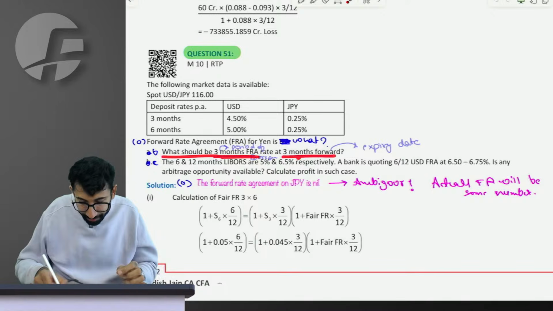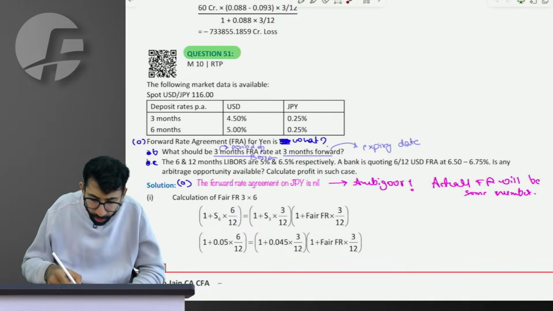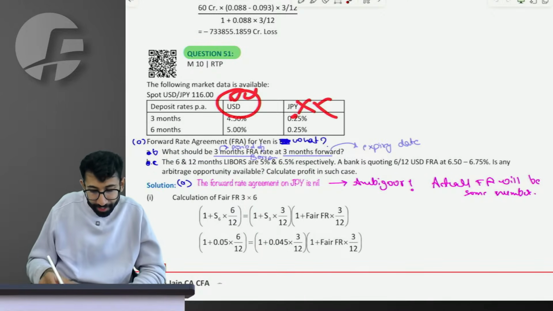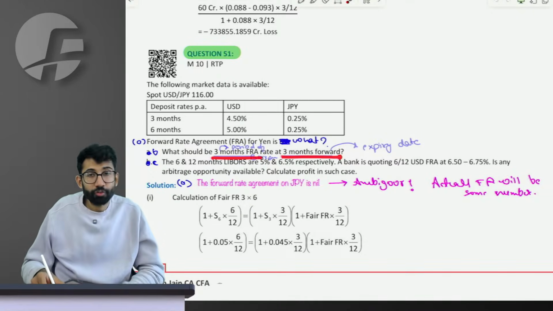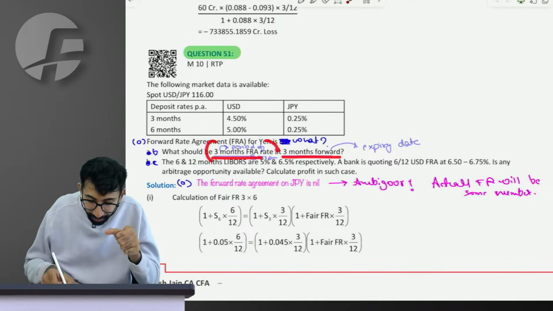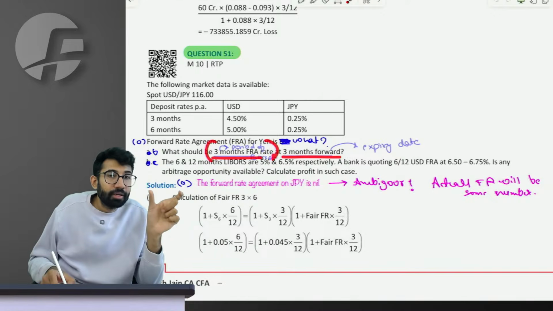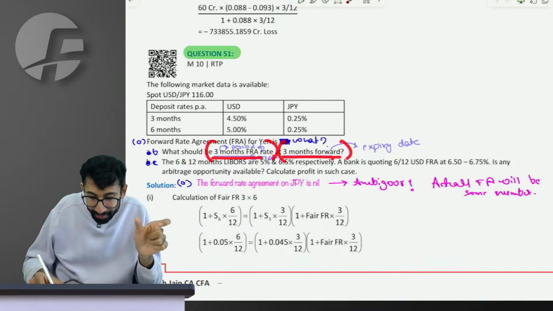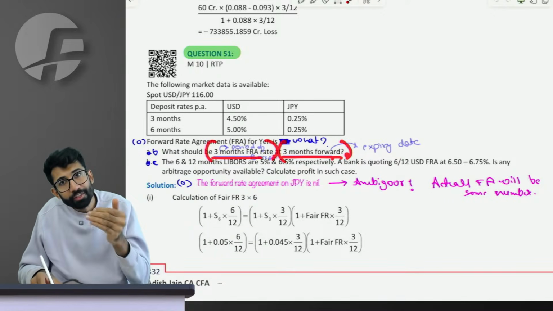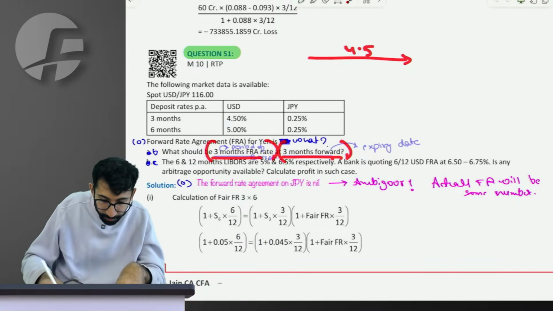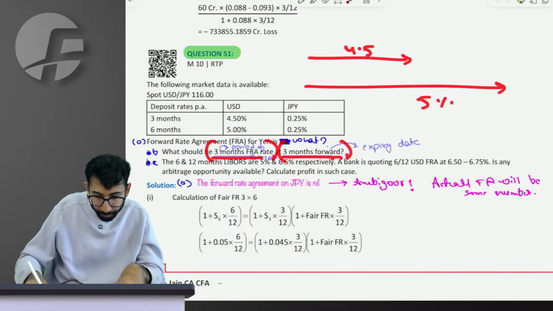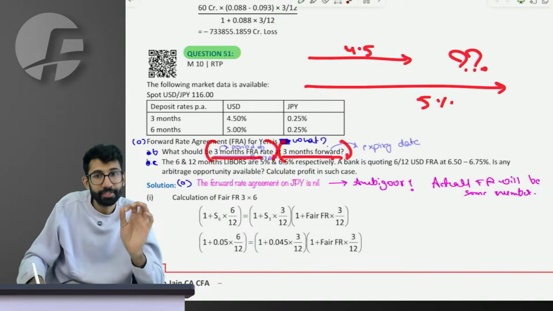What should the 3-month FRA at 3-month forward be? Now which currency? Obviously USD, because yen is over. 3-month FRA means the period of borrowing. At 3-month forward means after 3 months. So after 3 months, for a period of 3 months, what will be the rate? The 3-month rate is 4.5, the 6-month rate is 5%. Then what will be this rate? Common sense.